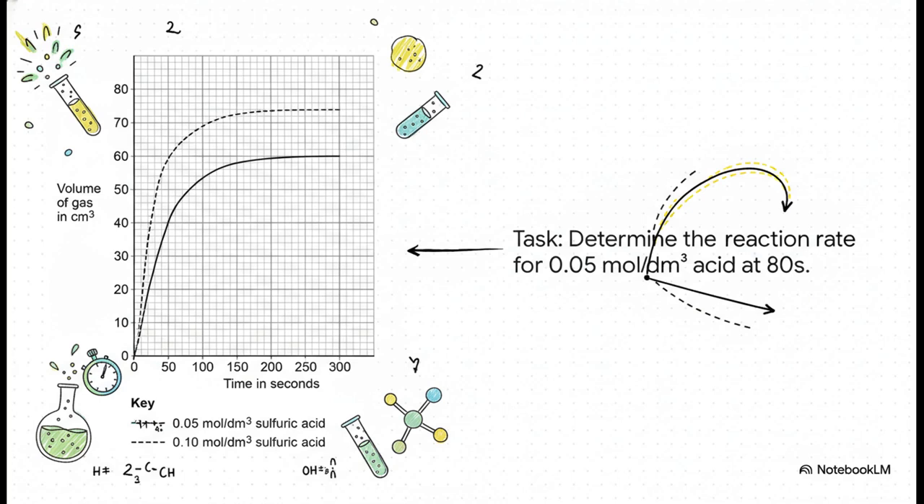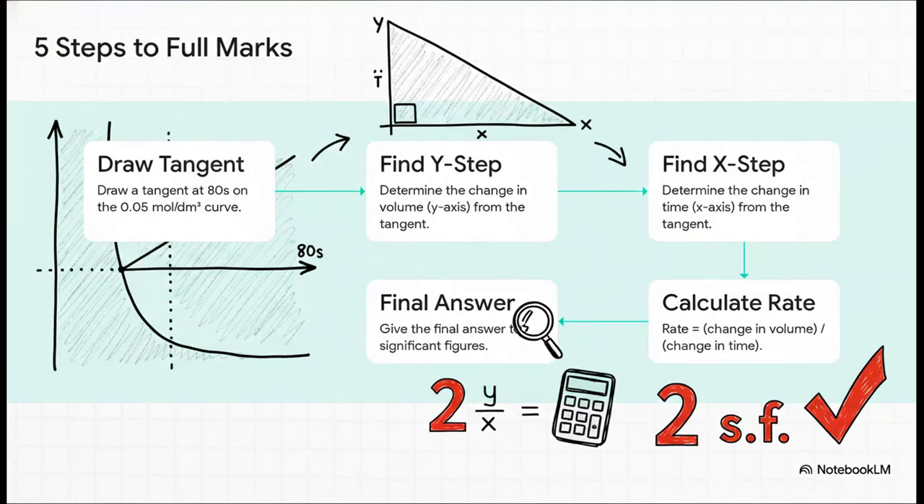Now, the problem is that the line is a curve. We can't just find the gradient of the whole thing. We need to find the instantaneous rate, the speed of the reaction at that single moment in time. And here is the 5-step playbook, straight from the people who will be marking your paper.